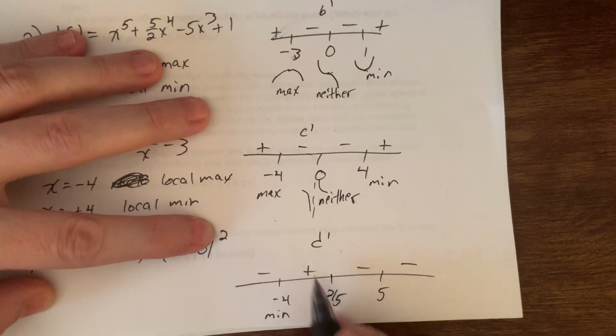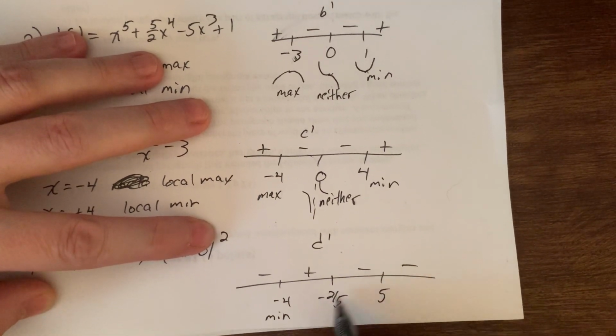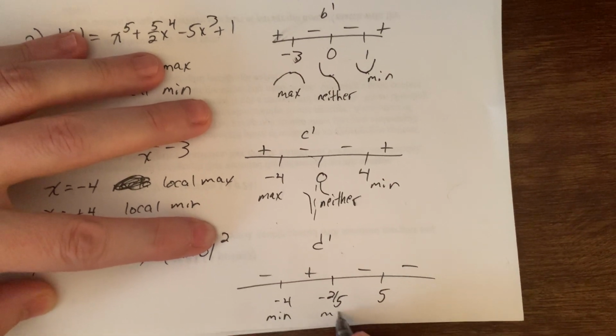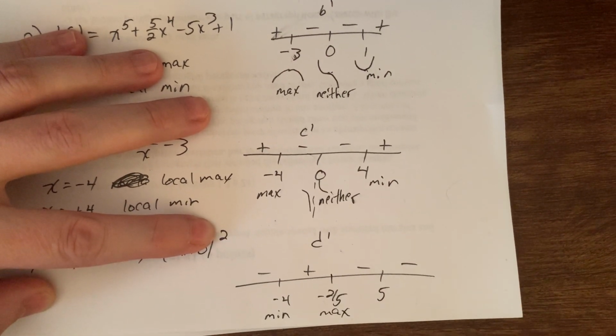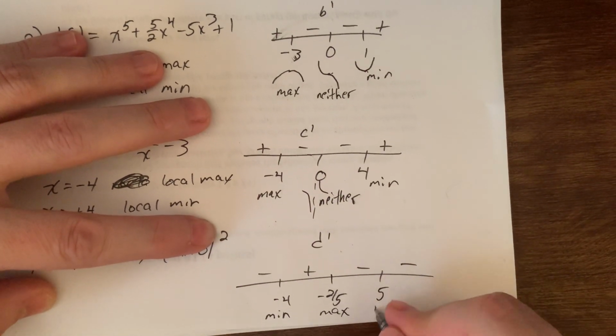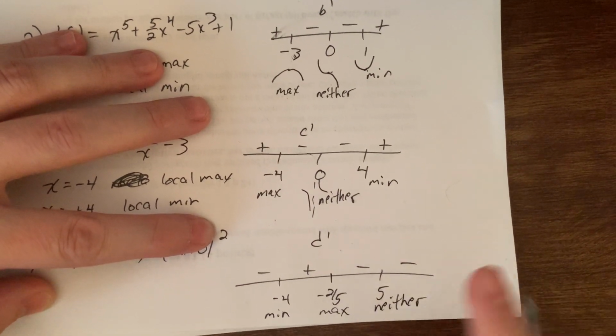Now, before -2/5, we're going up. After -2/5, we're going down, up to down. That is a max. And then the minus, well, I'm going down, and I'm still going down. 5 would be an either.